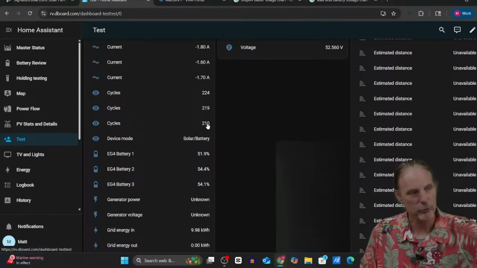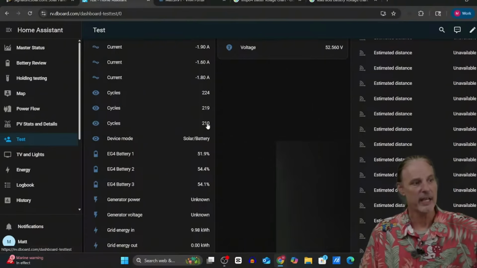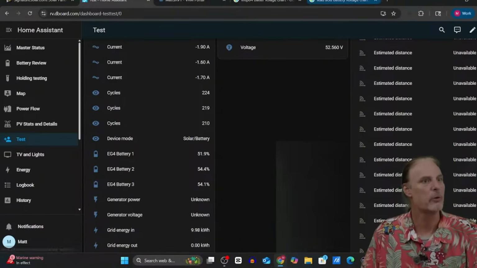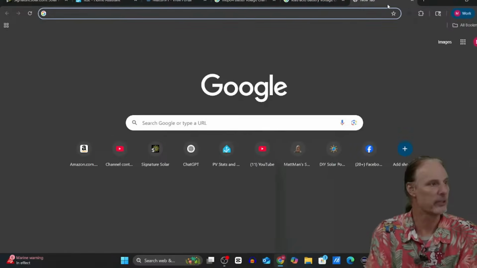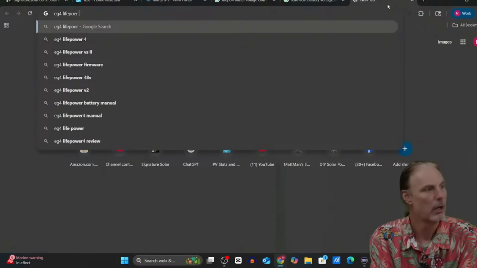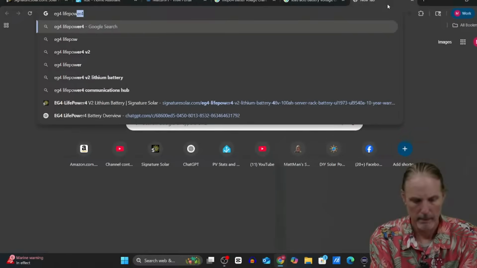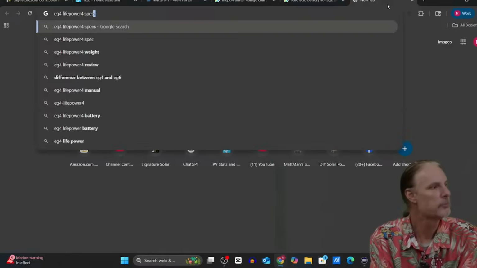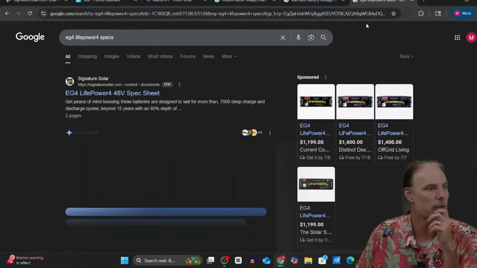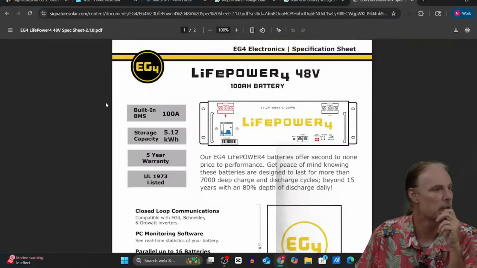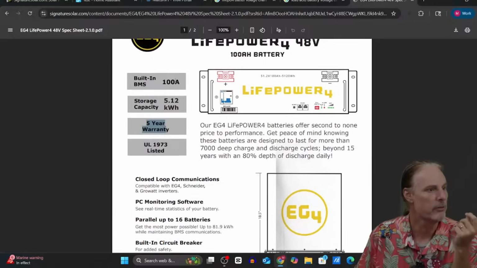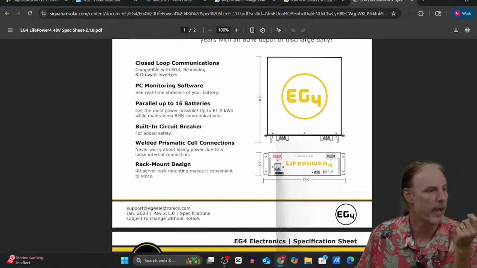So we have to assume that these batteries are guaranteed to last for, and I don't know what the LifePO4 battery is guaranteed to last for. Let's take a look. EG4 LifePO4 spec sheet probably. Yeah, there we go, spec sheet. Okay, so they've got a 5-year warranty and they are 100 amp hours, and this is the right battery.